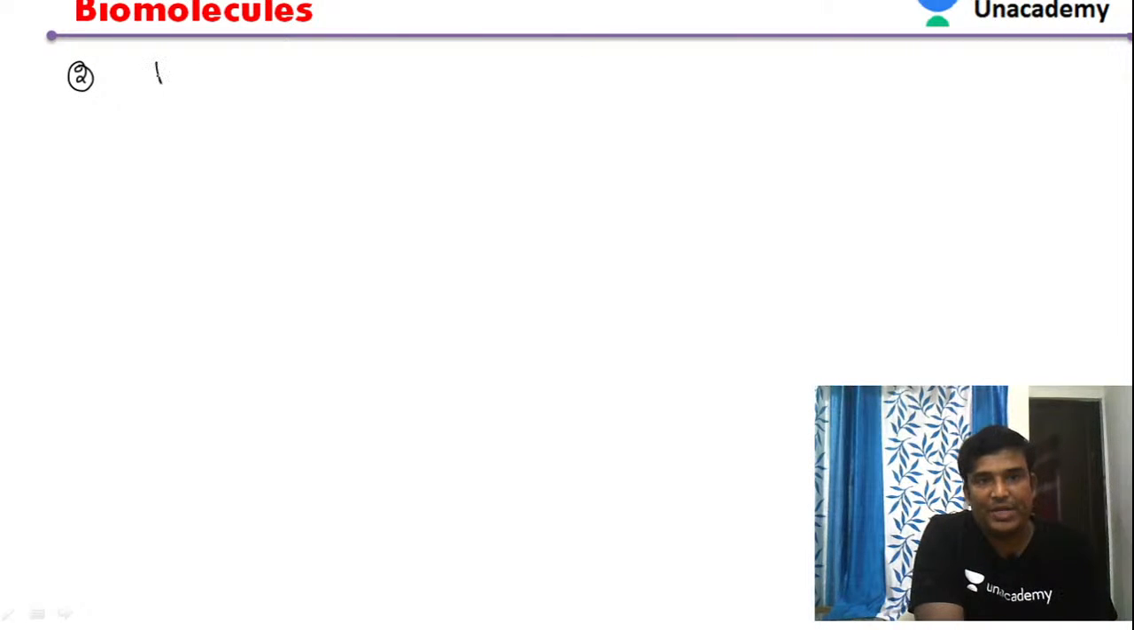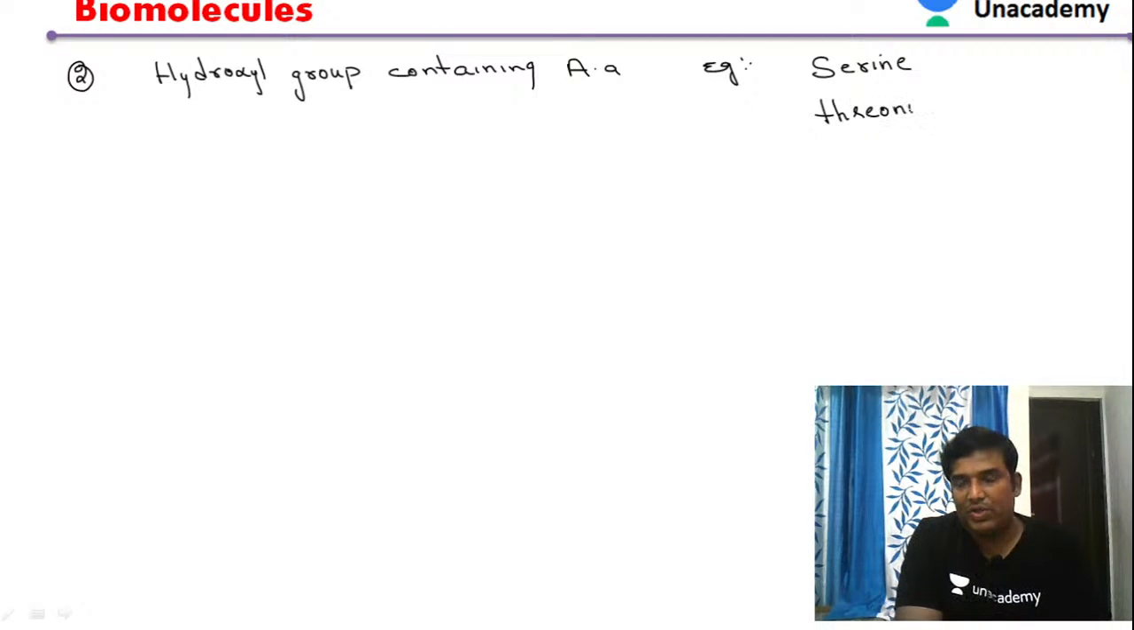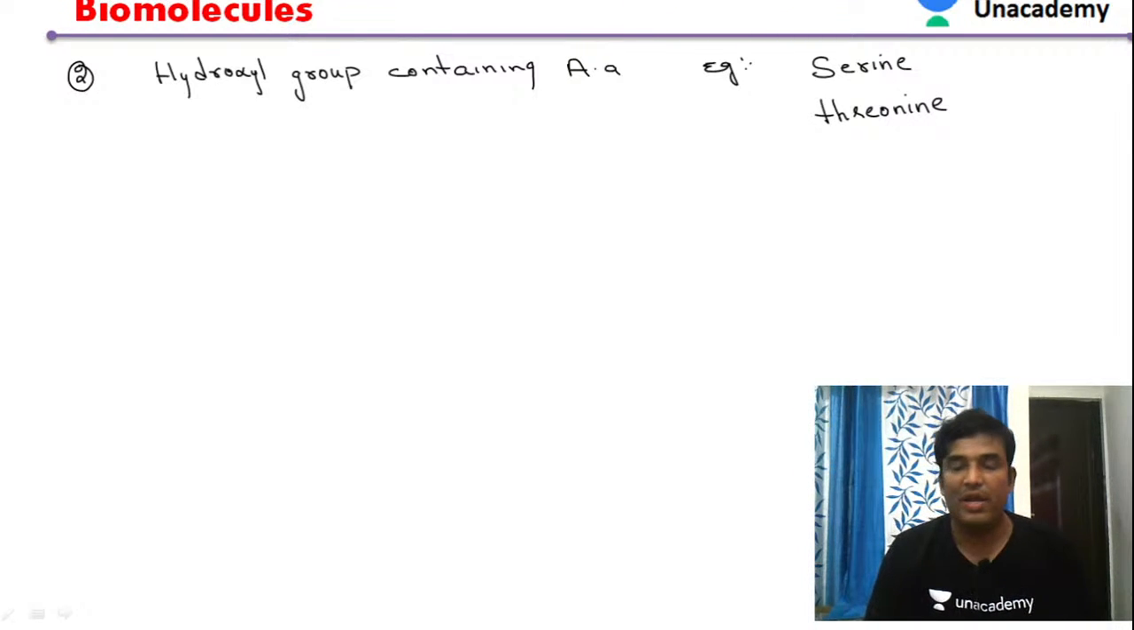Let us see about hydroxyl group containing amino acids, meaning the side chain contains a hydroxyl group. If you see the best examples, there are two: serine and threonine. Threonine and serine are the two best examples of amino acids which have a hydroxyl group. So hydroxyl group containing amino acids are serine and threonine.